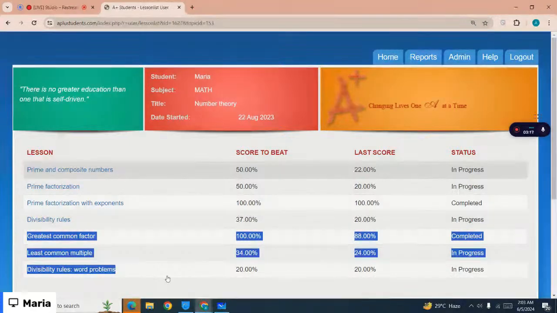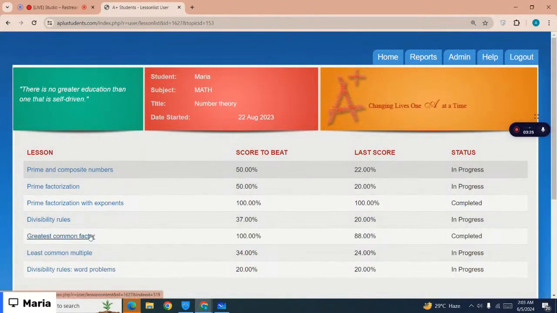Here I am on grade 5 math. Let's start with chapter number 3. Let's start with the lesson, greatest common factor.